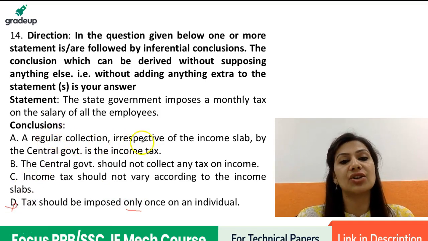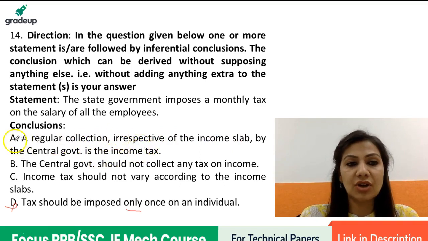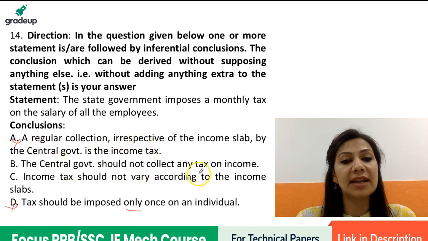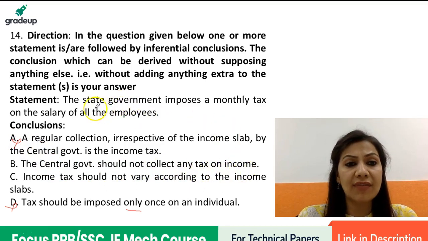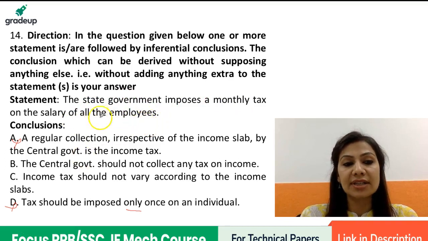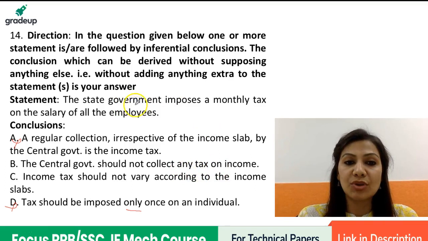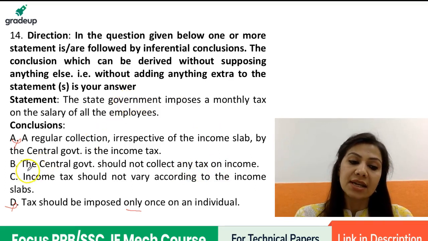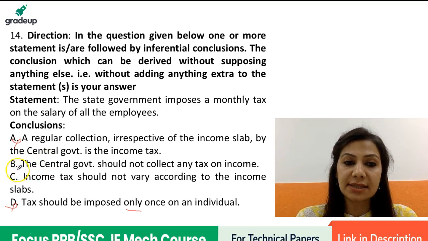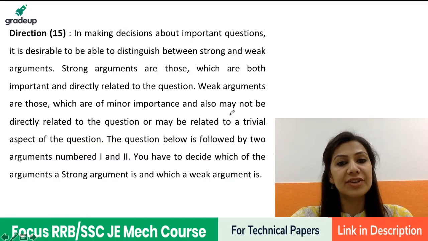Now, a regular collection irrespective of the income slab by the central government is the income tax. So this is not the conclusion. The central government should not collect any tax on income. What you have been given is that the state government imposes a monthly tax on the salary of all the employees. So it is about the state government. So definitely the central government should not collect any tax on the income. It is already imposed by the state government. So yes, the answer will be option B, that is, the central government should not collect any tax on the income. Let's check out the next one.